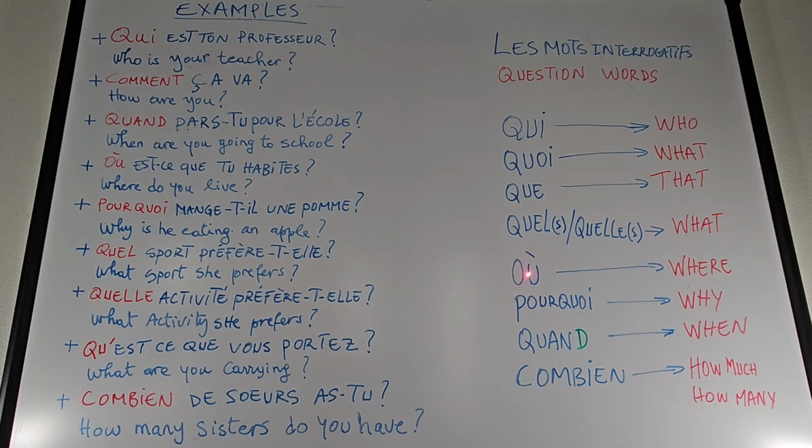But we have OU, which sounds oo, but there is an accent here on top of the U, which means where. When you're asking a question, you say where. In French, you say où.